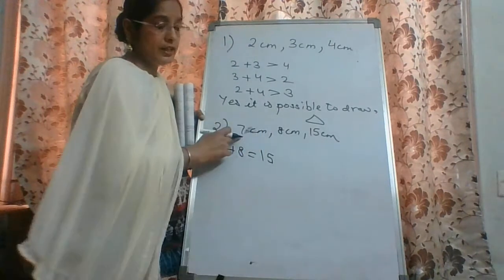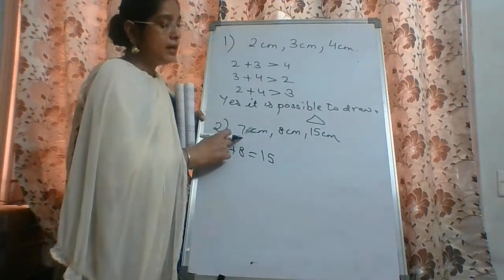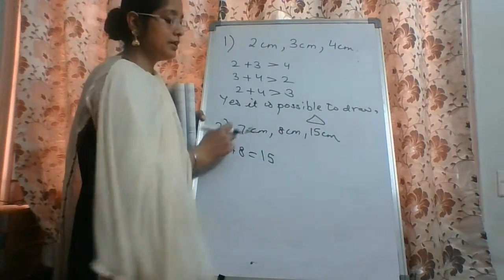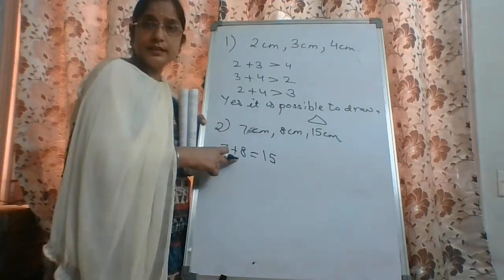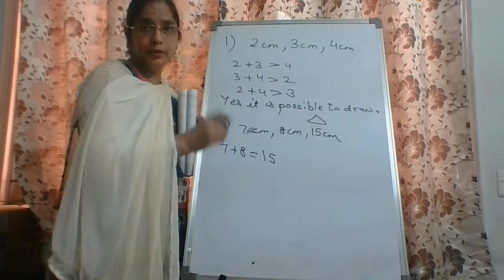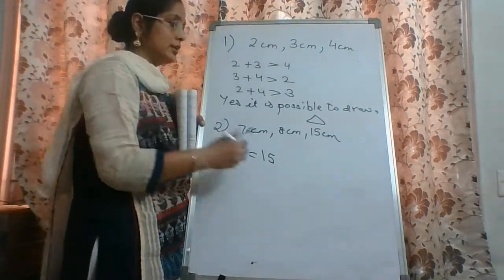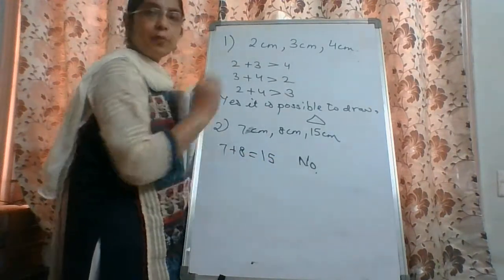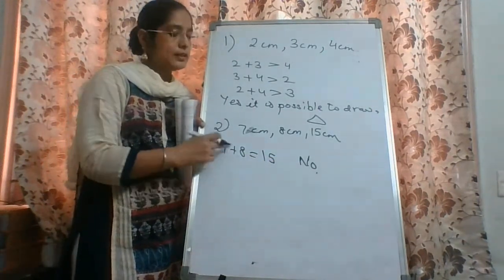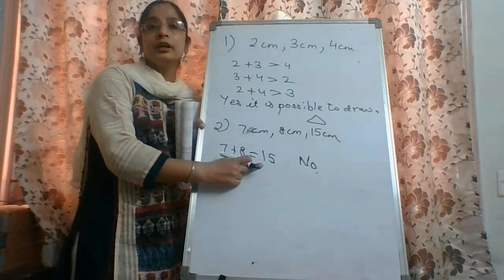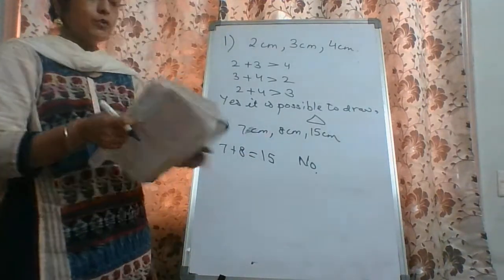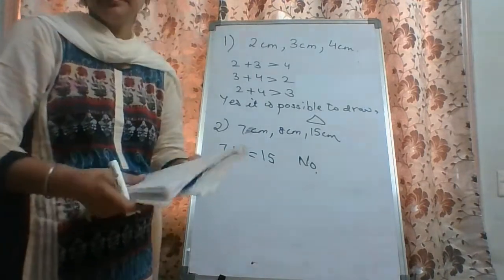8 plus 15 is greater than 7. Yes? And 7 plus 15 is also greater than 8. Even if one is not satisfying, then we are not able to draw a triangle. So we will write no, it is not possible to draw a triangle since sum of the two sides is equal to the third side. It should be greater. Let us do one more question related to this.